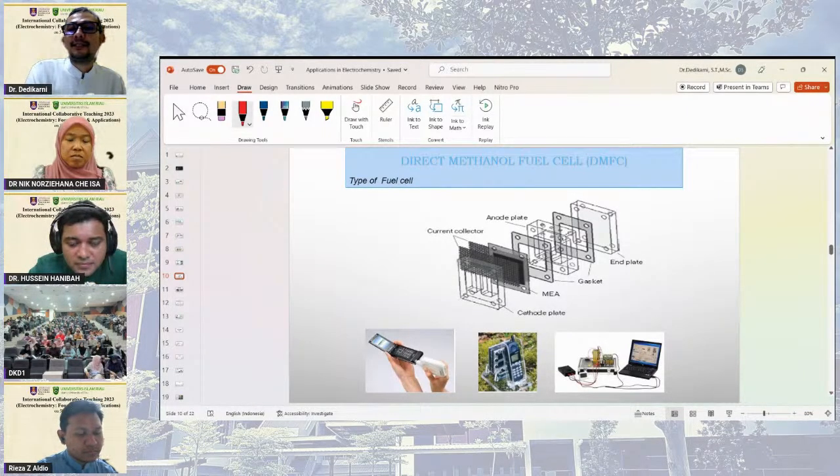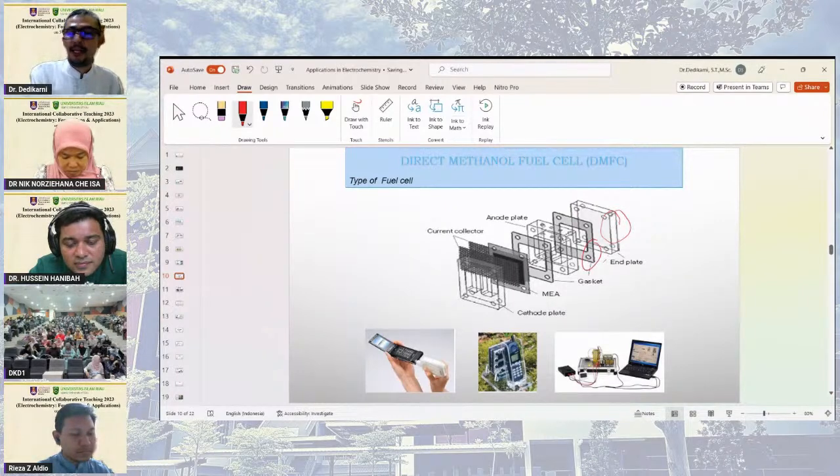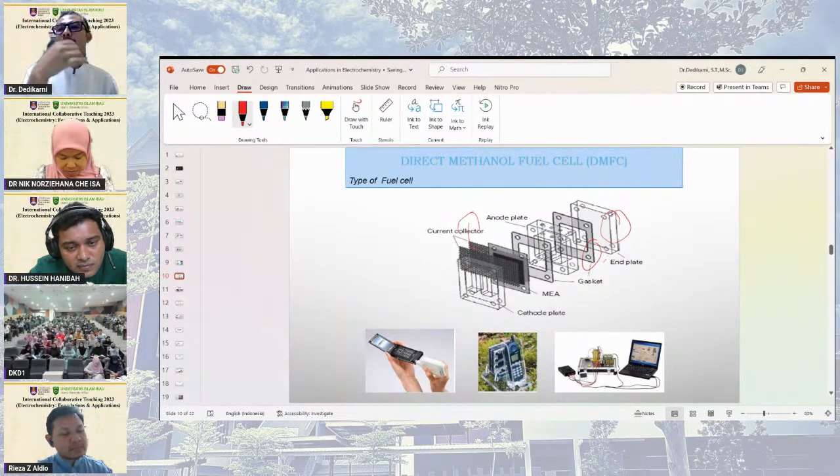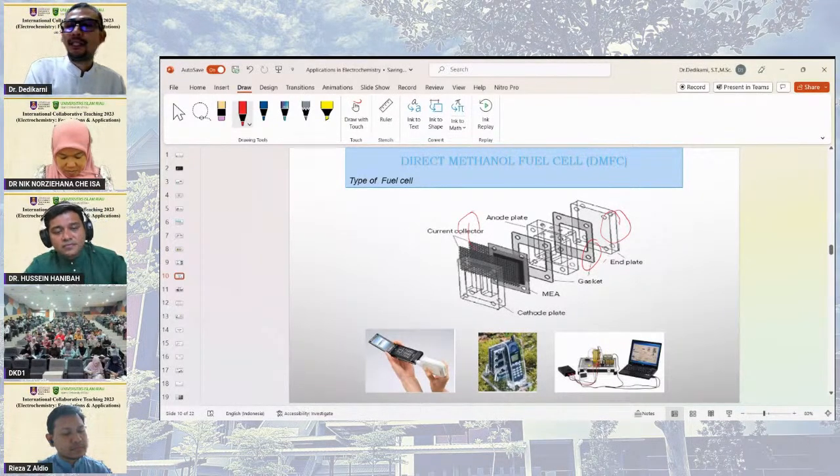This is just acrylic, a gasket like the keypad, and then this is the current collector, just a stainless steel mesh. You make direct methanol very easy, and then you insert the methanol.